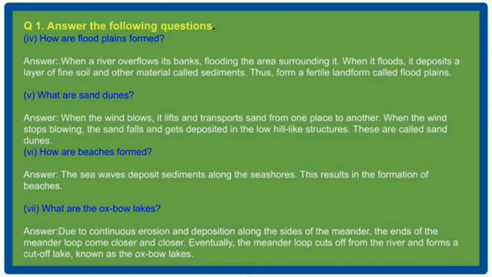Now question number 7, what are oxbow lakes? The answer is: due to continuous erosion and deposition along the sides of the meander, the ends of the meander loop come closer and closer. Eventually the meander loop cuts off from the river and forms a cut-off lake known as the oxbow lake. So that is the answer of question number 7.